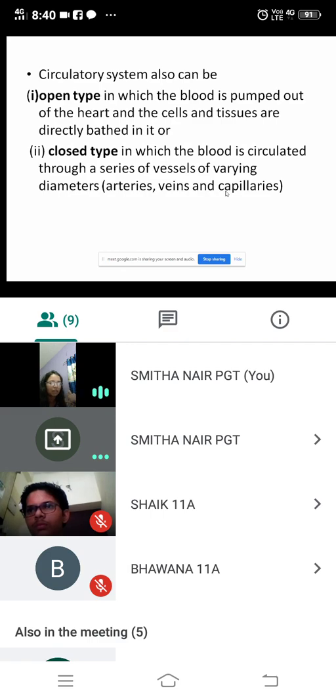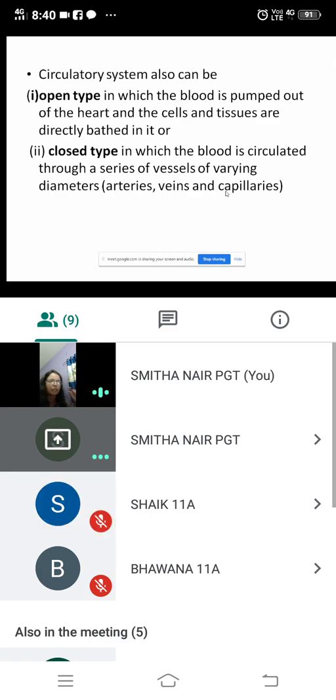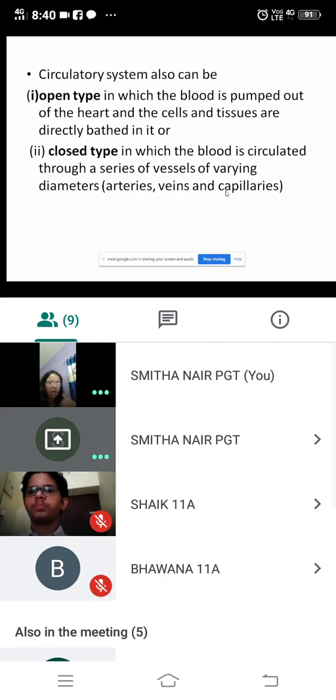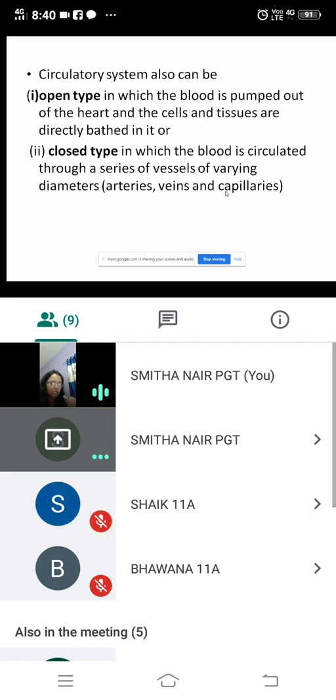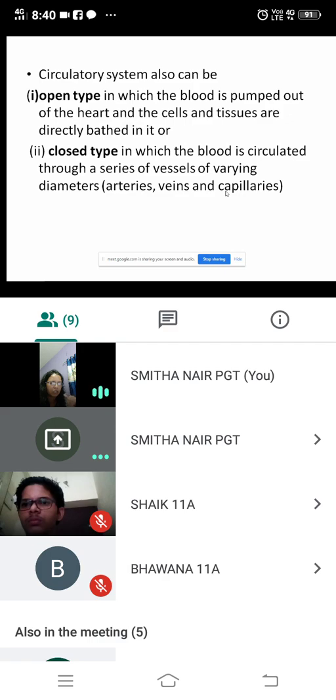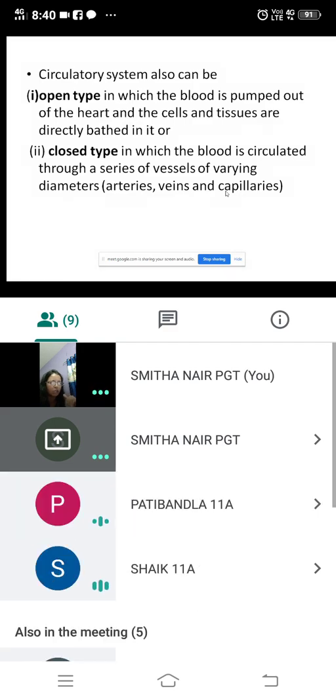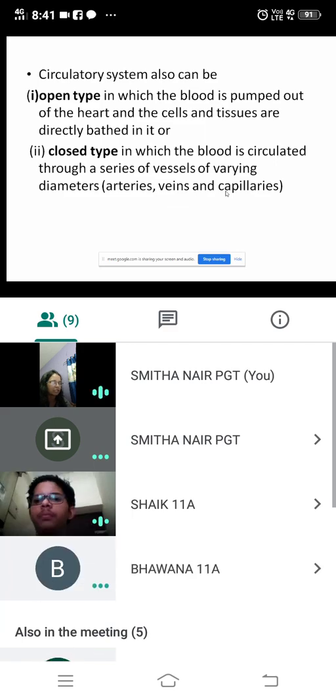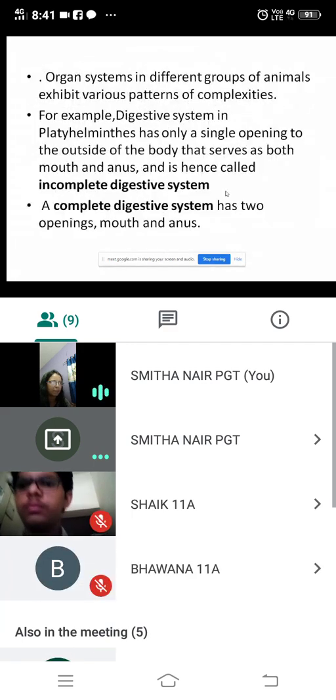Closed में क्या होता है? As there would be a series of vessels like we have arteries, veins and capillaries जैसे होता है. In the same way, closed में they will be having arteries, veins. So our circulatory system is open or closed? Our circulatory system. What about digestive system? Incomplete or complete? Complete. Okay.